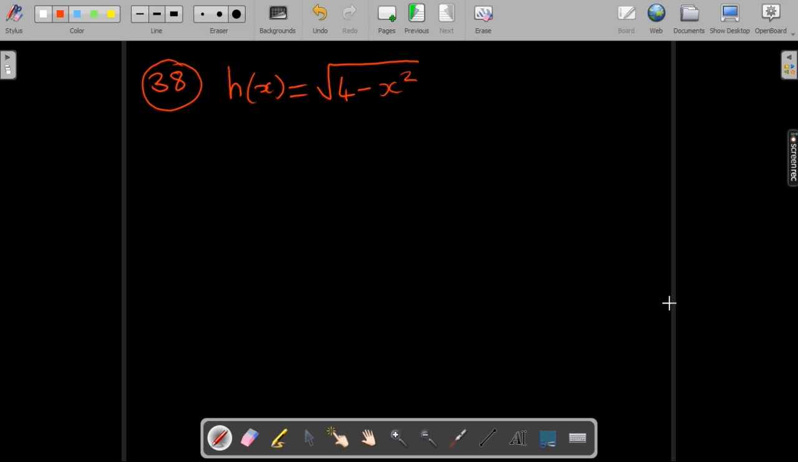So you're asked to find the domain and range of this function and finally to sketch it. A logical approach which I would follow would be to find the domain first. If you have the domain, then you have the list of all x values where this is defined.